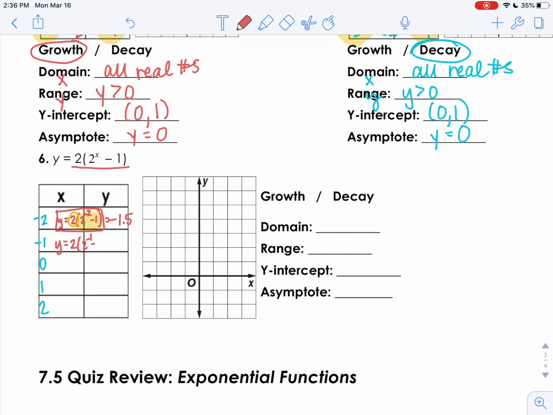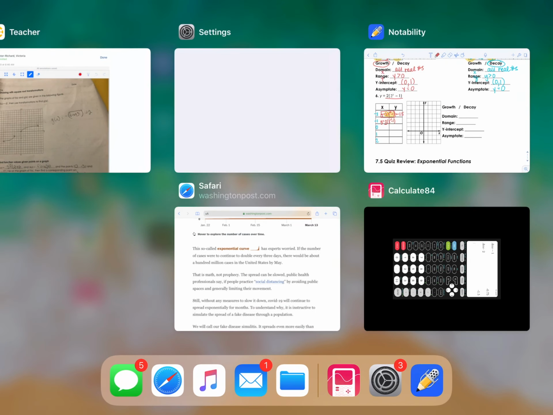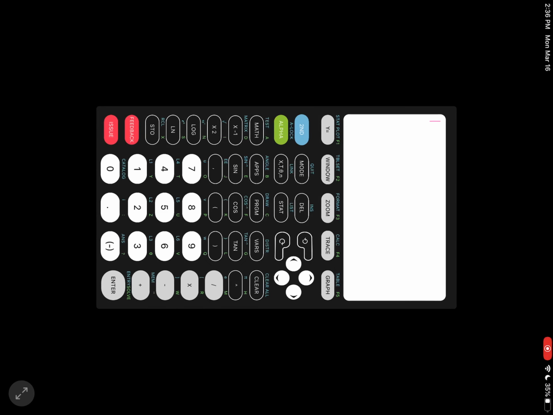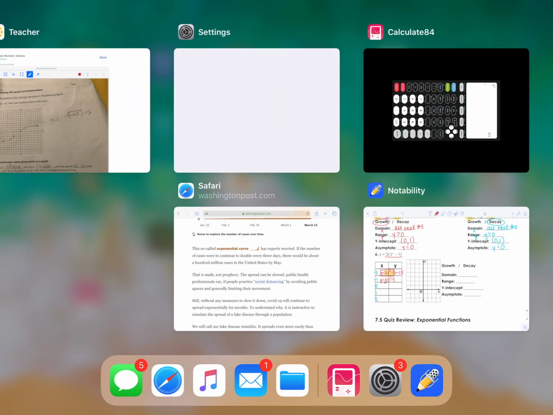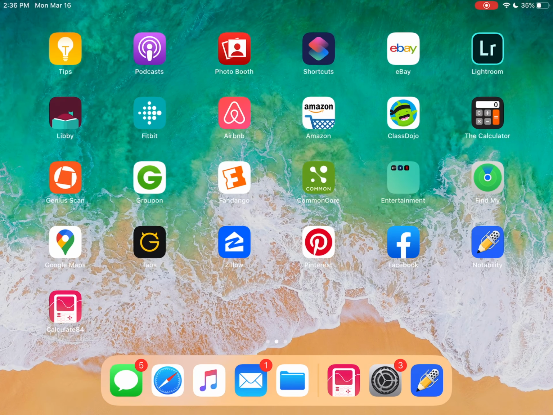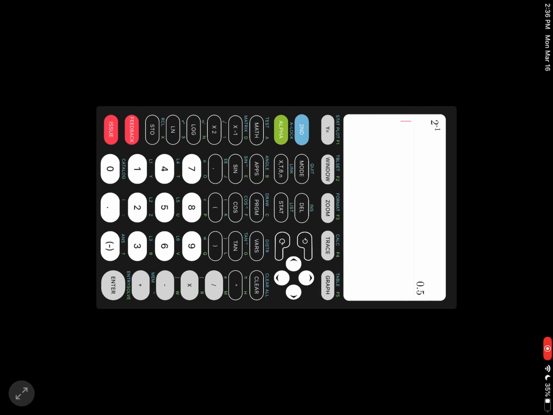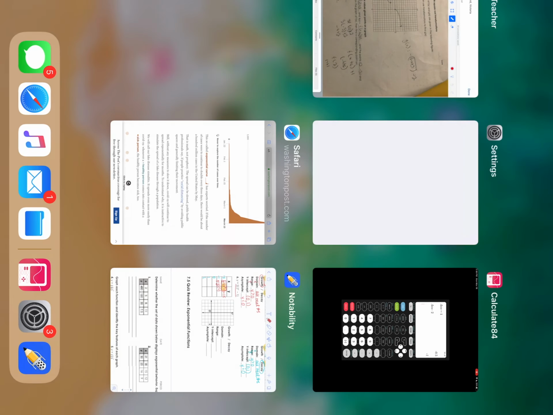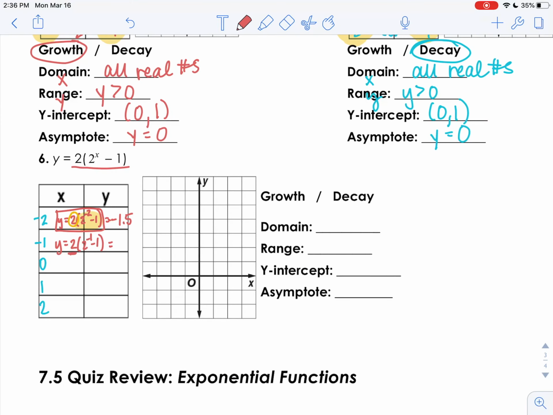So then we're going to solve y equals 2 times 2 to the -1 minus 1. So 2 to the -1 first, then I'm going to do -1, then I'm going to do times 2 last because that's on the outside of the parentheses. So going back to my calculator, I'm going to clear this. I have 2 to the -1, and then minus 1 and then times 2. So 0.5 minus 1 equals, and then times 2 equals, and I get -1.